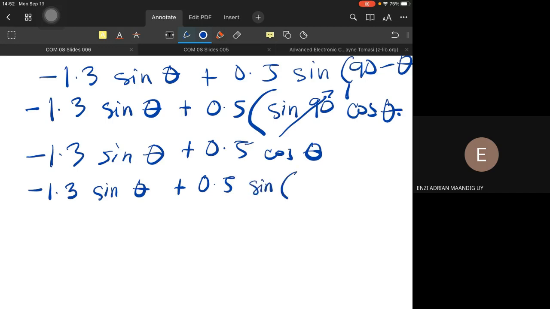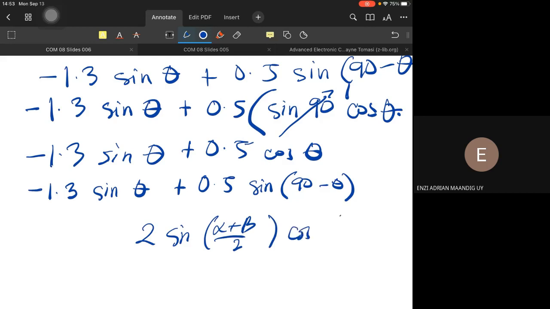Sin 90 minus theta. And sin something plus sin something, sin alpha plus sin beta, is always 2 sin alpha plus beta over 2 cosine alpha minus beta over 2.